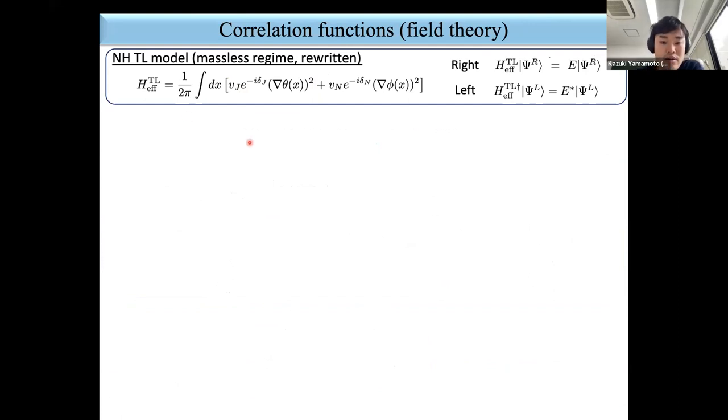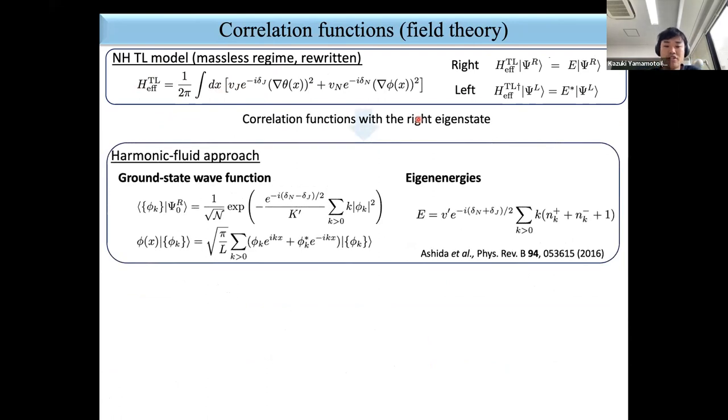Okay, then I go to the second type of correlation functions. Here we reparameterize this Tomonaga-Luttinger Hamiltonian, but it's the same as in the previous slide. And here we choose only the right eigenstates. And then by considering the harmonic fluid approach, we obtain the ground state wave function of right eigenstates. And here, the state phi k is defined by the Fourier transformation of phi x. And then we can easily obtain also the eigenenergies of the system with respect to the particle-hole excitations. And we see that the eigenenergy becomes complex valued.